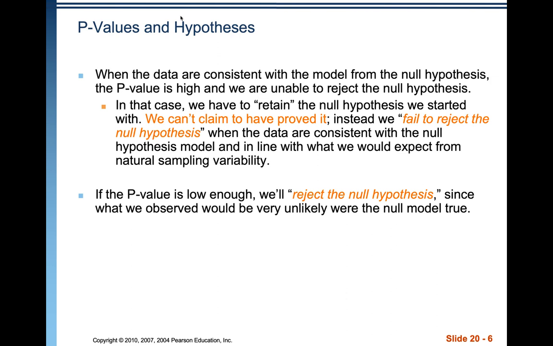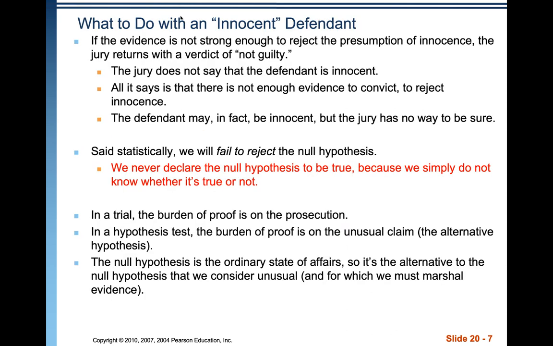A sample value, a sample statistic that's just a little bit different than the hypothesized statistic is not likely to provide enough evidence for us to reject the null hypothesis. There has to be enough of a difference to be called what is referred to as statistically significant. If the p-value is low enough, we'll reject the null hypothesis since what we observed would be very unlikely were the null model true. There's very little doubt that the alternative should be supported.